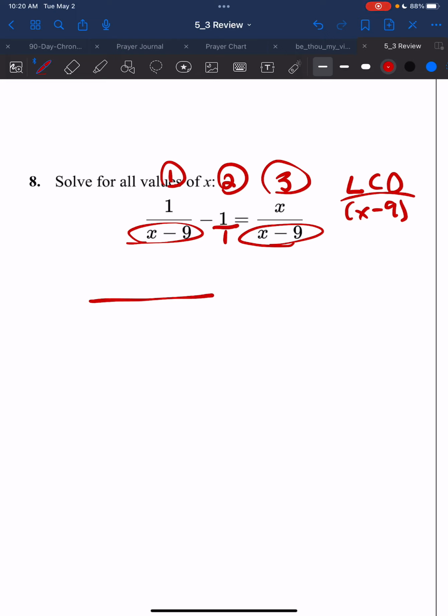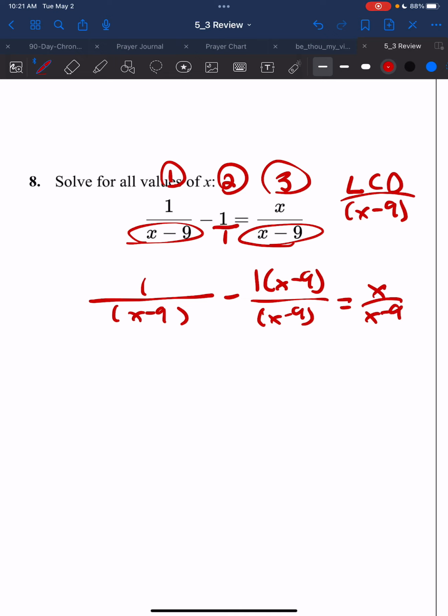So this isn't missing anything, so I've just got x minus 9 and my 1. This is missing the whole thing, so I've got 1 and then the x minus 9. And then here I've got x over x minus 9 because it's not missing anything. And technically, this might look a little weird if you showed it to somebody else, but this is just how I think about it, okay? You're just multiplying what's missing, and that allows you to cancel out the denominators, okay? That's really what I'm doing here.